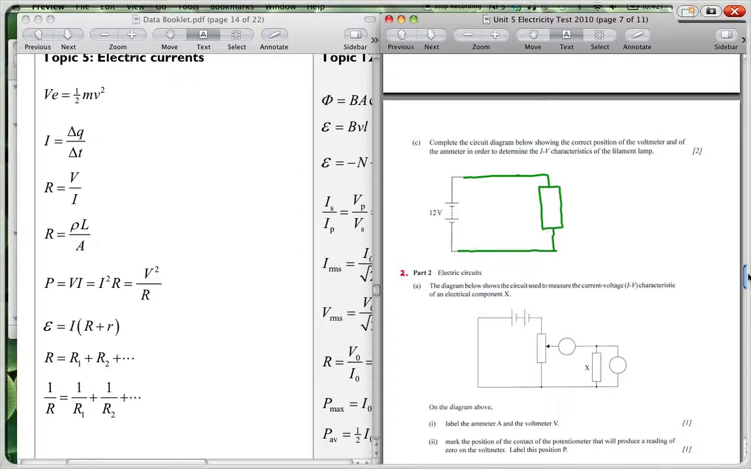We want the current going through the filament lamp, so your ammeter needs to be in the part of the circuit where it's going through the filament lamp. This comes down like that, and then you need your voltmeter across, in parallel with your filament lamp. So you'd have something like that, and this would be your 12 volts and so forth.